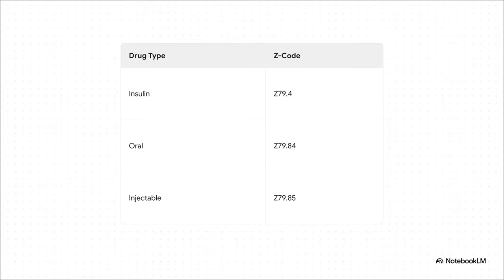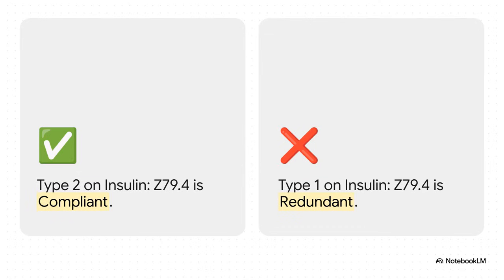Z79.4 tracks long-term insulin use. Z79.84 tracks oral hypoglycemics, like metformin. And Z79.85 tracks the long-term use of injectable, non-insulin anti-diabetic drugs. These codes are vital because they tell the insurance payer exactly how intense the patient's daily management has become. But the crucial point is right here. And honestly, this is where auditors make their money.